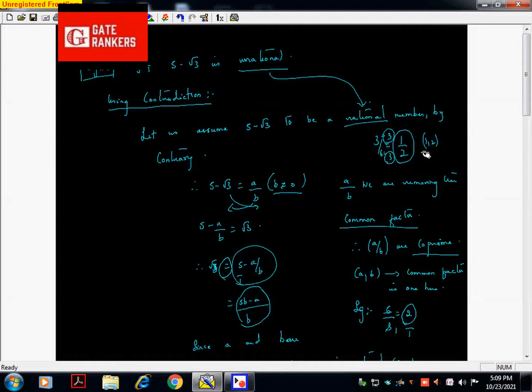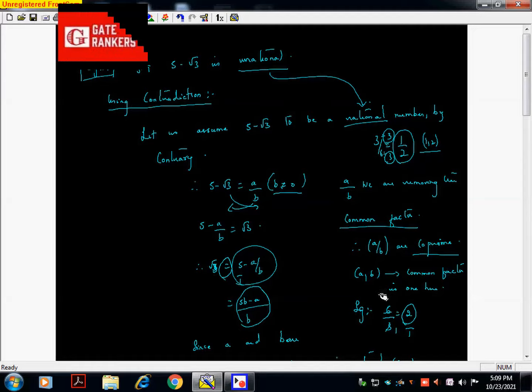So the common factor of 1 comma 2 is 1 here. So now a by b are co-prime, means we have removed the common factor. All the students should understand this aspect, that when I tell that it is a rational number, remember, it can be in any form.